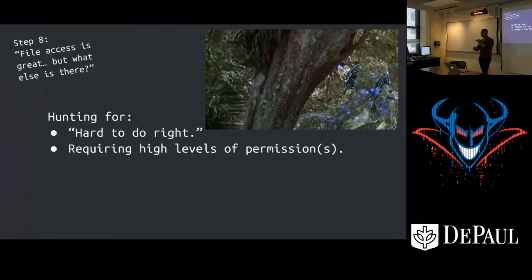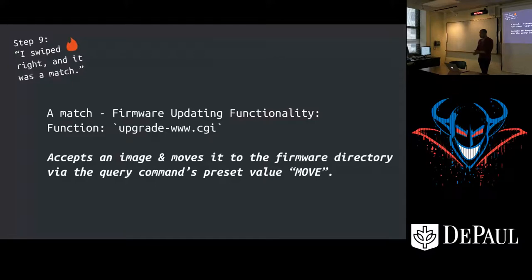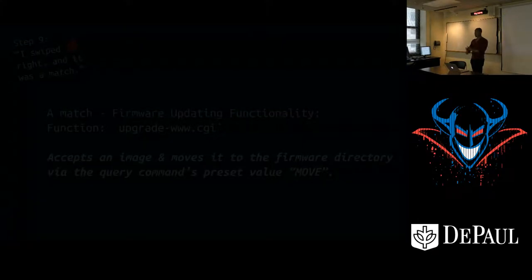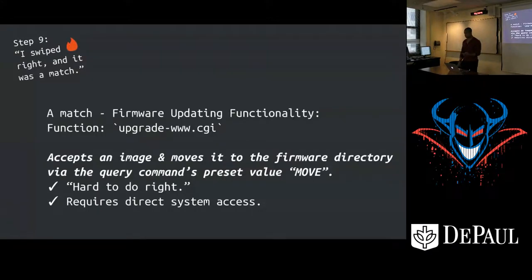So mindset is two things, right? I'm hunting for something that is hard to do right, and that requires high levels of permissions. If it's difficult for them to do, with the amount of custom code that I'm seeing, obviously it's gonna have some issues, right? So a match was a firmware updating functionality that I found, and essentially it accepted an image, moved it to the firmware directory via the query's preset command of move, right? So what it was doing was sending that move command to a shell script on the back end, and then was moving that image to where it needed to be, and then a cron job would come through and update the firmware. Great, hard to do right, requires direct system access, which is exactly what I'm looking for, right?